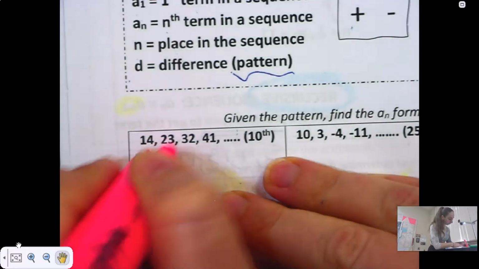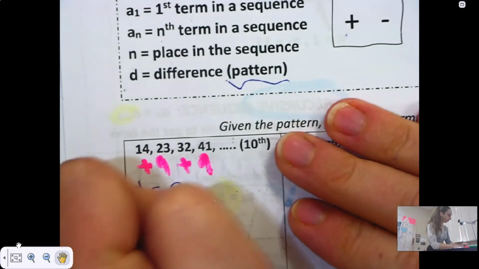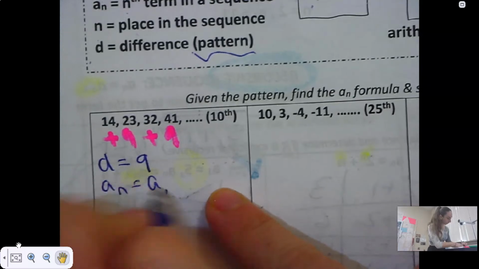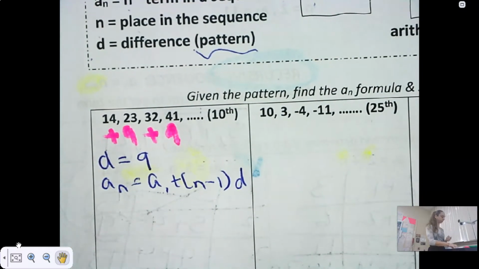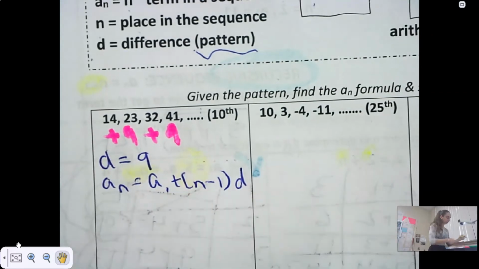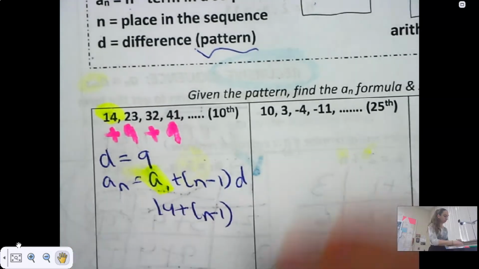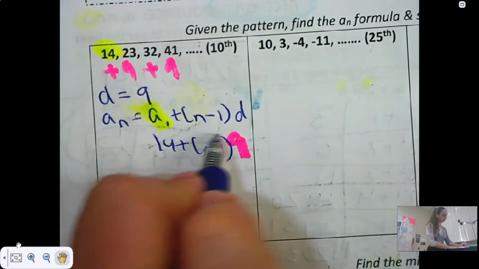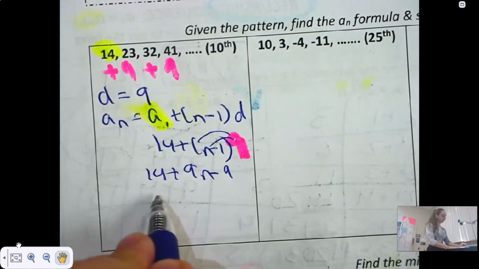All right, let's look here. So if I look at the pattern, it looks like the pattern is plus 9, plus 9. So they're saying the way you write it is d equals 9. Okay? Now, if we're going to use the formula a sub n equals a sub 1 plus n minus 1 times d, and I like writing it down so I memorize the formula. I go, hey, there's the first term, plug that in. 14 plus n minus 1, and then the pattern is 9. Now, I simplify, distribute, distribute. And then 14 minus 9 is 5.